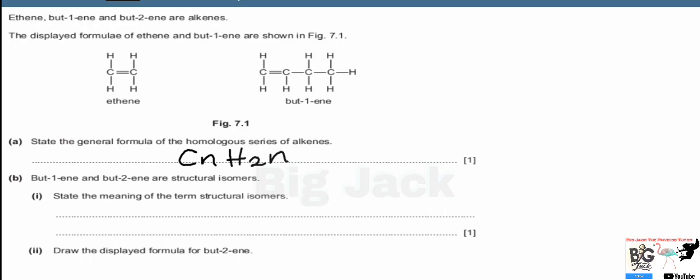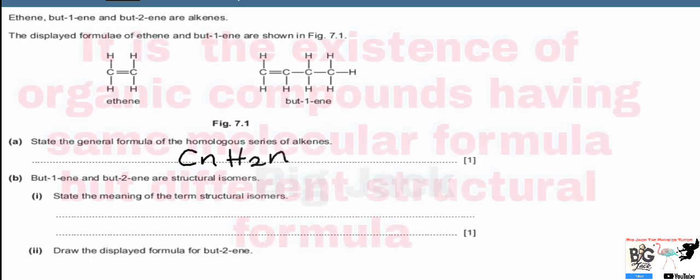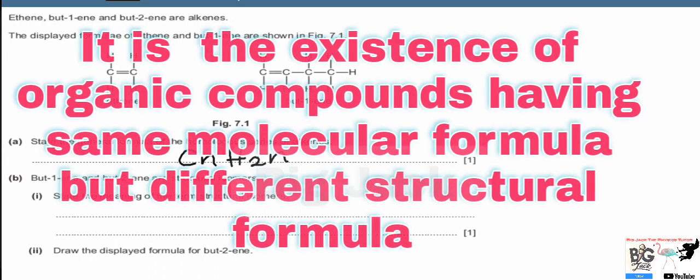Question B. But-1-ene and but-2-ene are structural isomers. State the meaning of the term structural isomers. The meaning of structural isomers is just the existence of organic compounds having the same molecular formula but different structural formula.